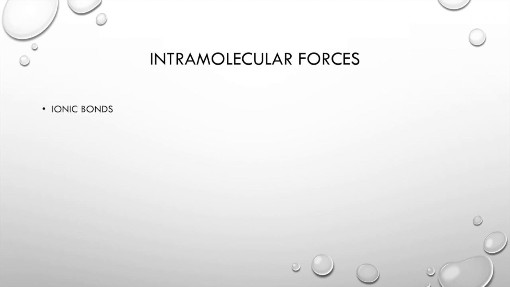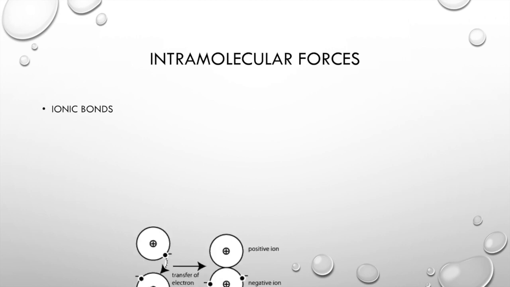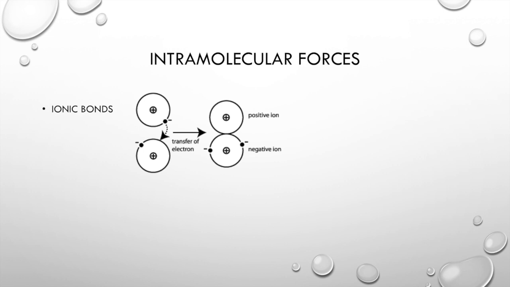The first type of bond is an ionic bond, and this forms between atoms that have lost or gained electrons to become charged. In this case, the atoms that have lost or gained electrons are now called ions. Ions of opposite charge, meaning one is positive and the other is negative, are strongly attracted to one another, and this attraction leads to the ionic bond.